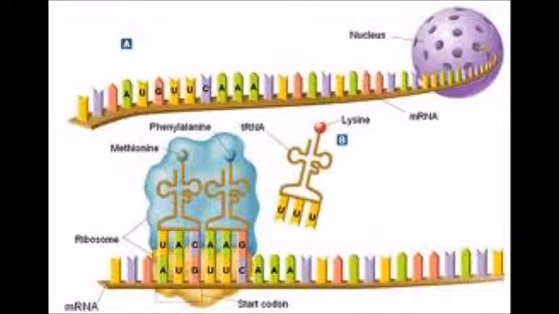The final step is termination, and that is when the ribosome has reached the stop codon. The 3 stop codons are UAA, UAG, and UAC. Then the protein is finished, and this keeps Rufus from growing hair.